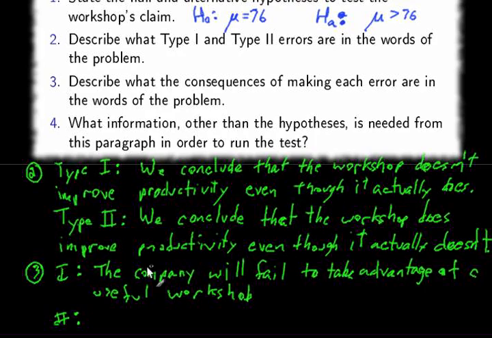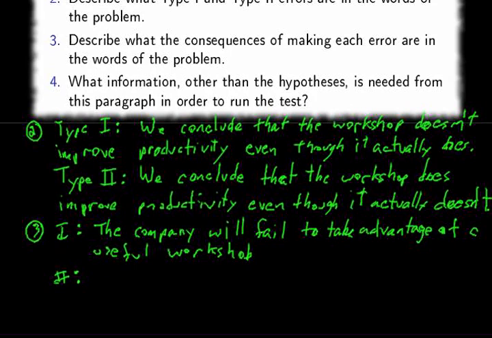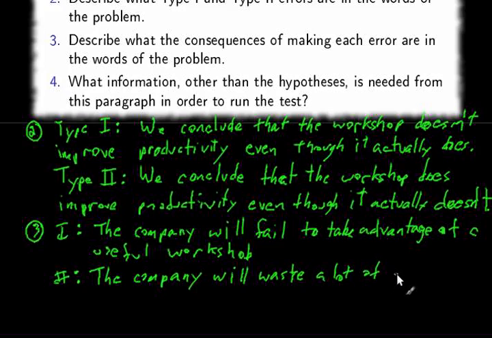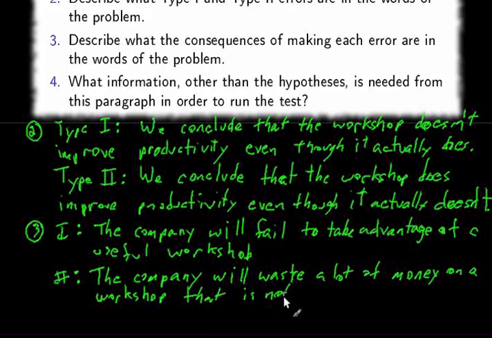A type 2 error, if we make a type 2 error, that means the Acme Rocket Company is going to conclude that the workshop does improve productivity, so they're going to invest a lot of money in it even though it doesn't work. So a type 2 error, the company will waste a lot of money on a workshop that is not helpful. So, in the eyes of the company, that's probably what they want to avoid the most.